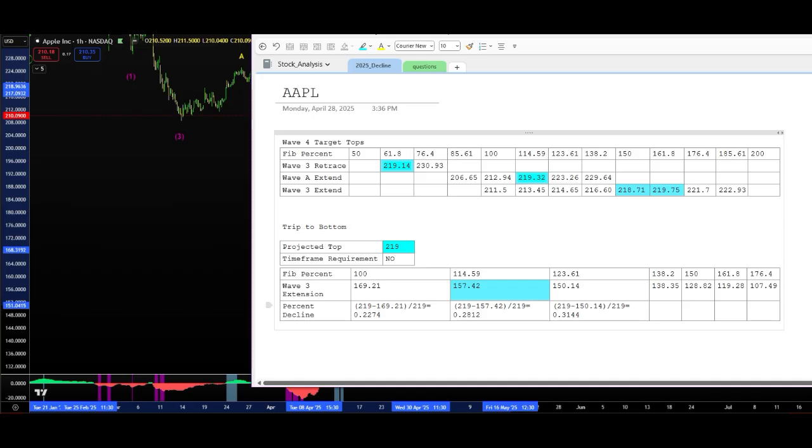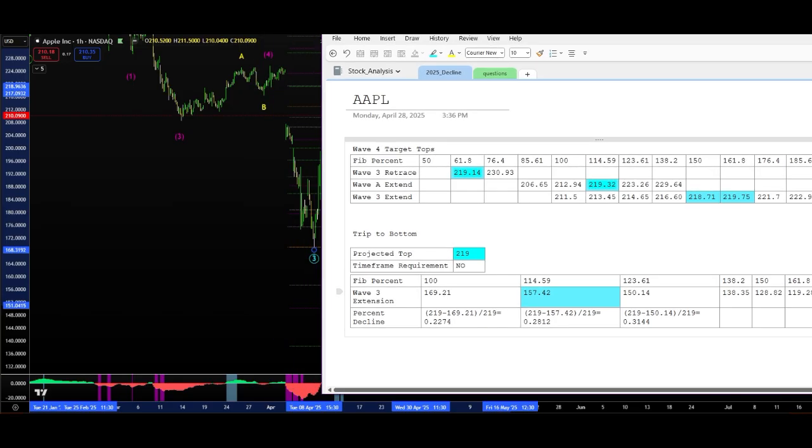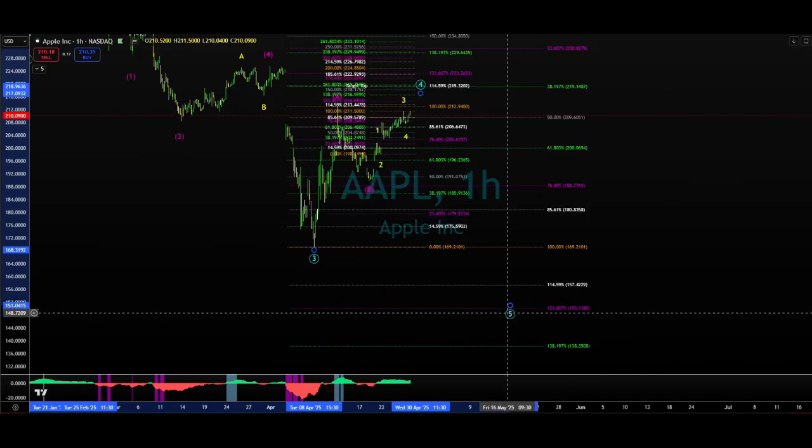After that, in trying to determine what wave 5 can do, I like the levels at 100%, 114%, and 123%. Those are all down here at the bottom. And then I highlighted as our potential movement 157 for our low. That coincides with 114, so that's actually this bar right here.